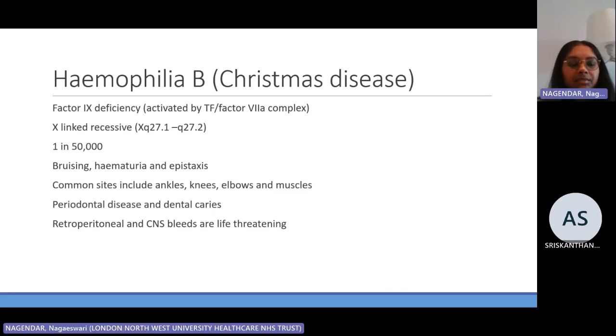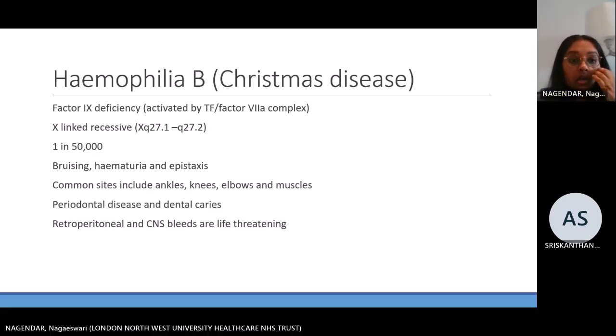Again, this is an X-linked recessive condition, and the mutations in this condition lie at XQ27.1 to Q27.2. This is a rarer condition. It occurs in about 1 in 50,000. And again, patients often present with bruising, petechiae, hematuria, and epistaxis is quite common.